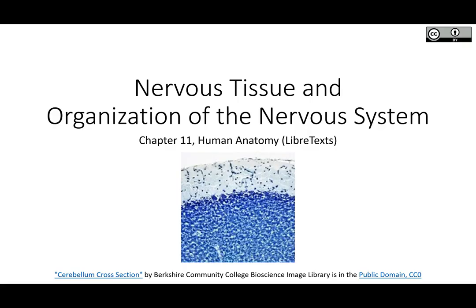So, a little bit closer look into how those function and how they control different aspects of our body. But for now, we're just going to get used to what's going on with the nervous system.